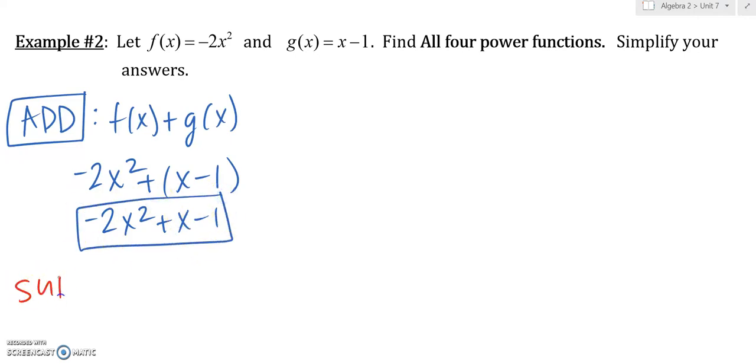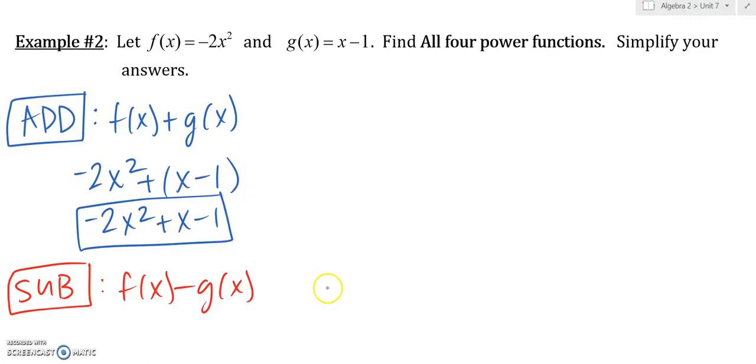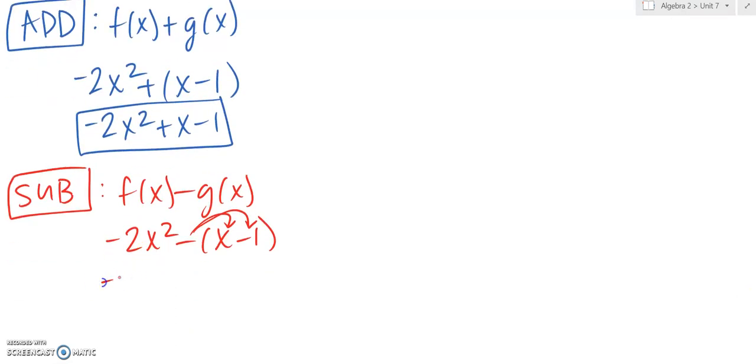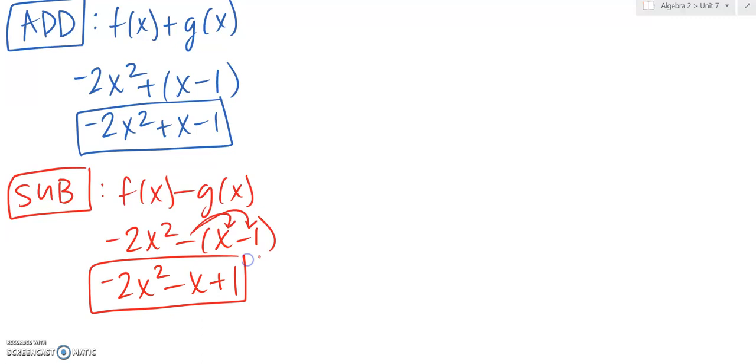Next, I have subtraction. That is going to look like f of x minus g of x. Okay, this is going to be negative 2x squared minus x minus 1. With that negative sign in between, I'm going to have to remember to distribute. So I have negative 2x squared minus x plus 1. And then see if you can combine anything. In this case, I cannot.